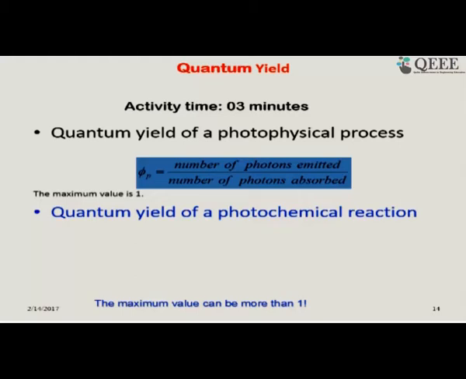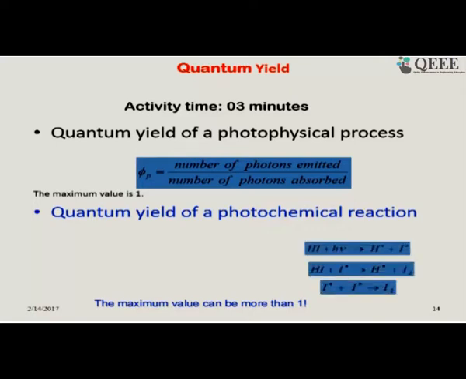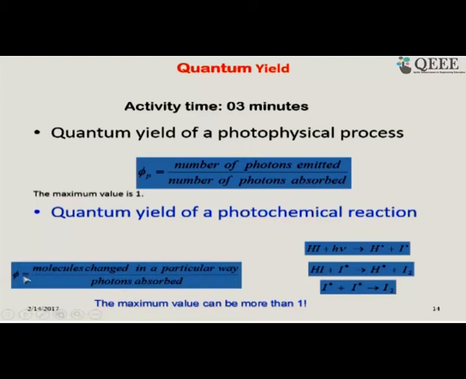But the quantum yield of a photochemical reaction can have a maximum value more than 1. That's an interesting aspect. For example, take the case here: hydrogen iodide is decomposed in the presence of light radiation. It forms H dot and I dot. Another I dot will interact with another hydrogen iodide molecule. Again, it decomposes, and this is a termination step. So in this whole process, you use one photon, but decompose two hydrogen iodide molecules. So in such cases, quantum yield can be more than 1.